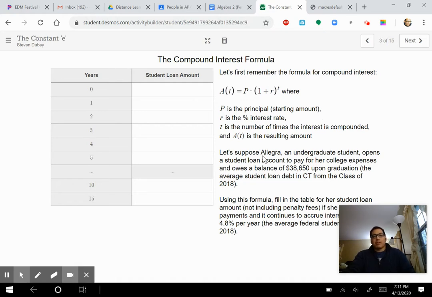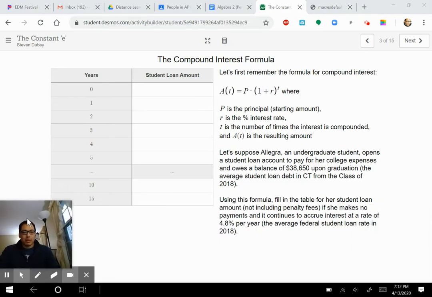So let's read this. Let's suppose Allegra, who is an undergraduate student, opens a student loan account to pay for her college expenses, and when she graduates, she owes a balance of $38,650, which is actually the average student loan debt in Connecticut from a couple of years ago. Pretty close, just so you know, we are the highest in the country of all the states for student loan debt for our graduates. But anyway, this is our average student loan debt, $38,650. I'm going to have to move myself here. Let's see, I'm going to put myself over here.